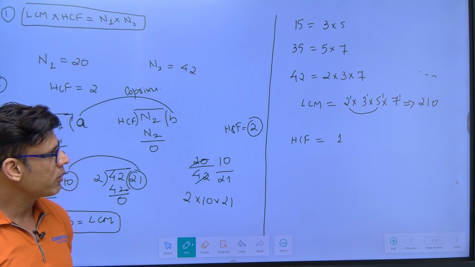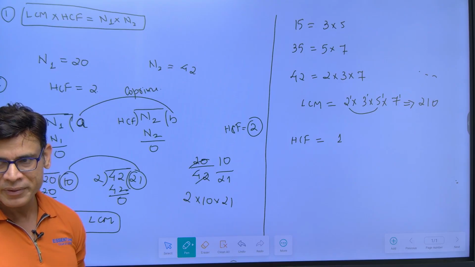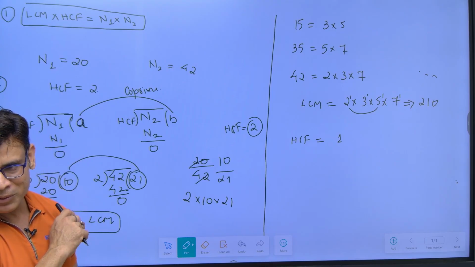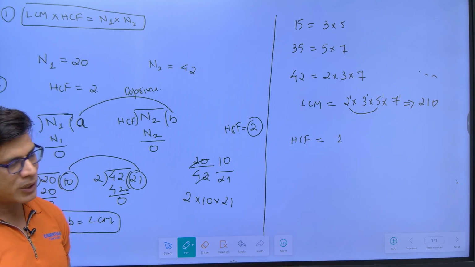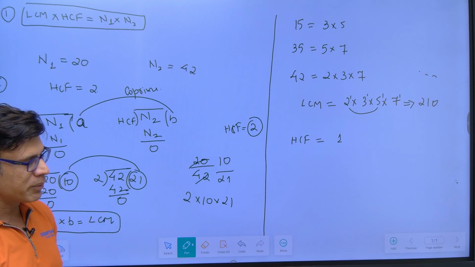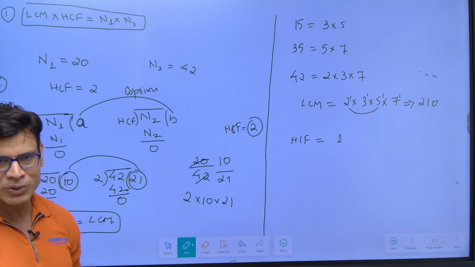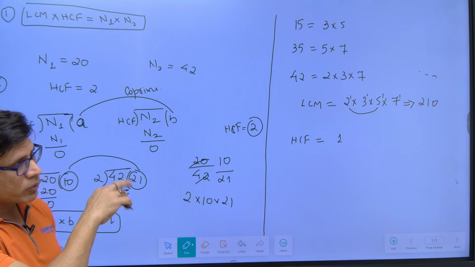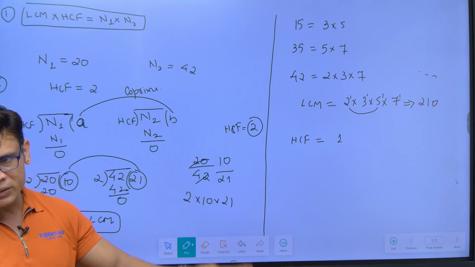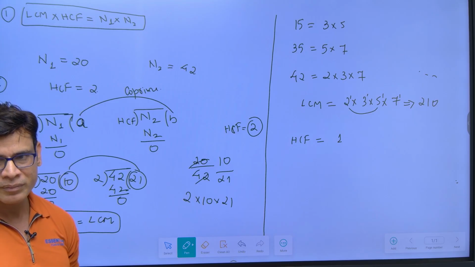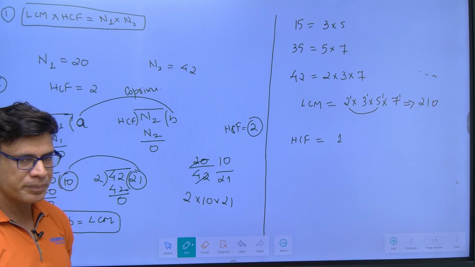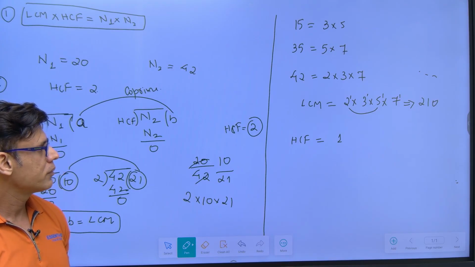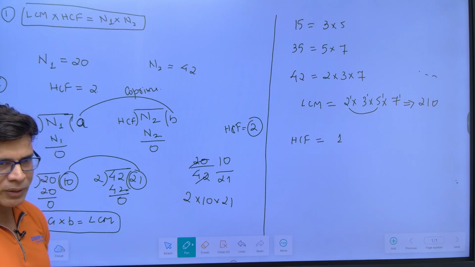Now that formula is not valid. See, this formula is not valid for three numbers. That means if you multiply 15, 35 and 42 and compare it with LCM times HCF, the LCM is very small, 210 into 1, which is 210, while 15 into 35 into 42 is going to be very large. Right? So you can make a note of it.